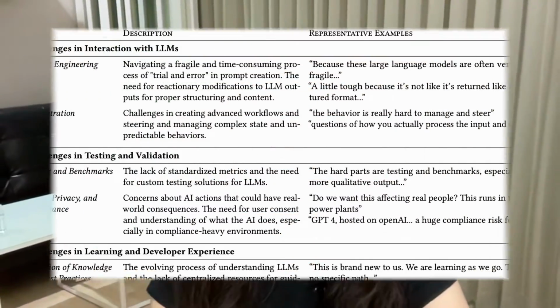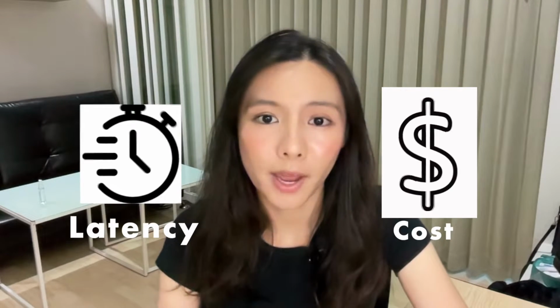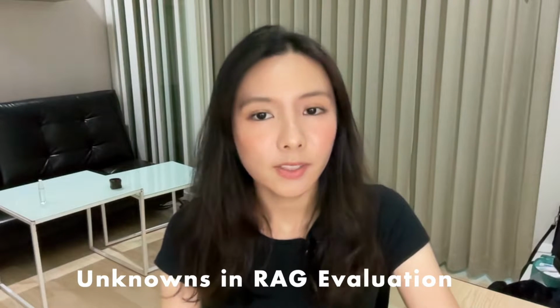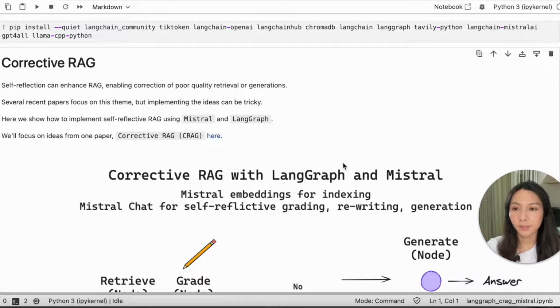Evaluation is not just choosing the right metrics and benchmarks, but also about considering the potential trade-offs in decision-making, especially when latency and cost can largely impact your business. Even if there are still lots of unknowns in this space, we can still get a feel of what it's like to add a checking step to our RAG pipeline. I'll be walking through the notebook developed by LangChain, where they implemented ideas from a recent study on corrective RAG.